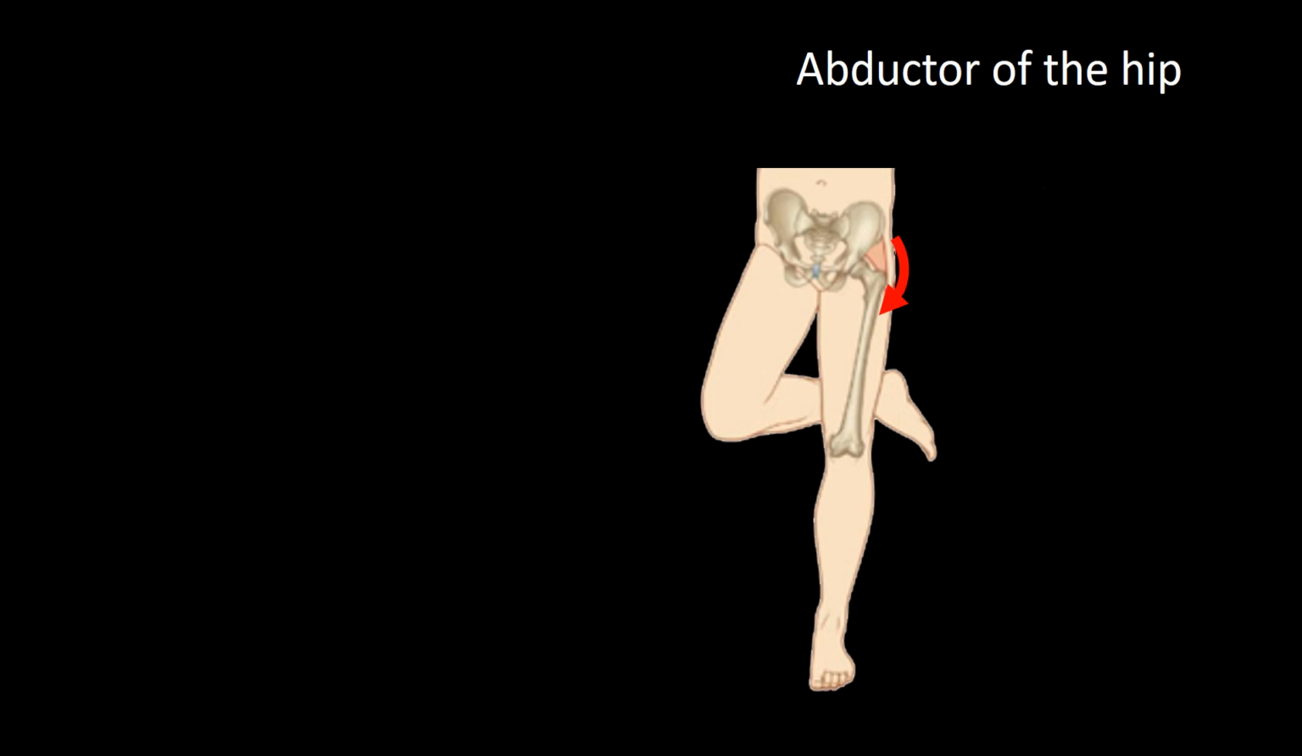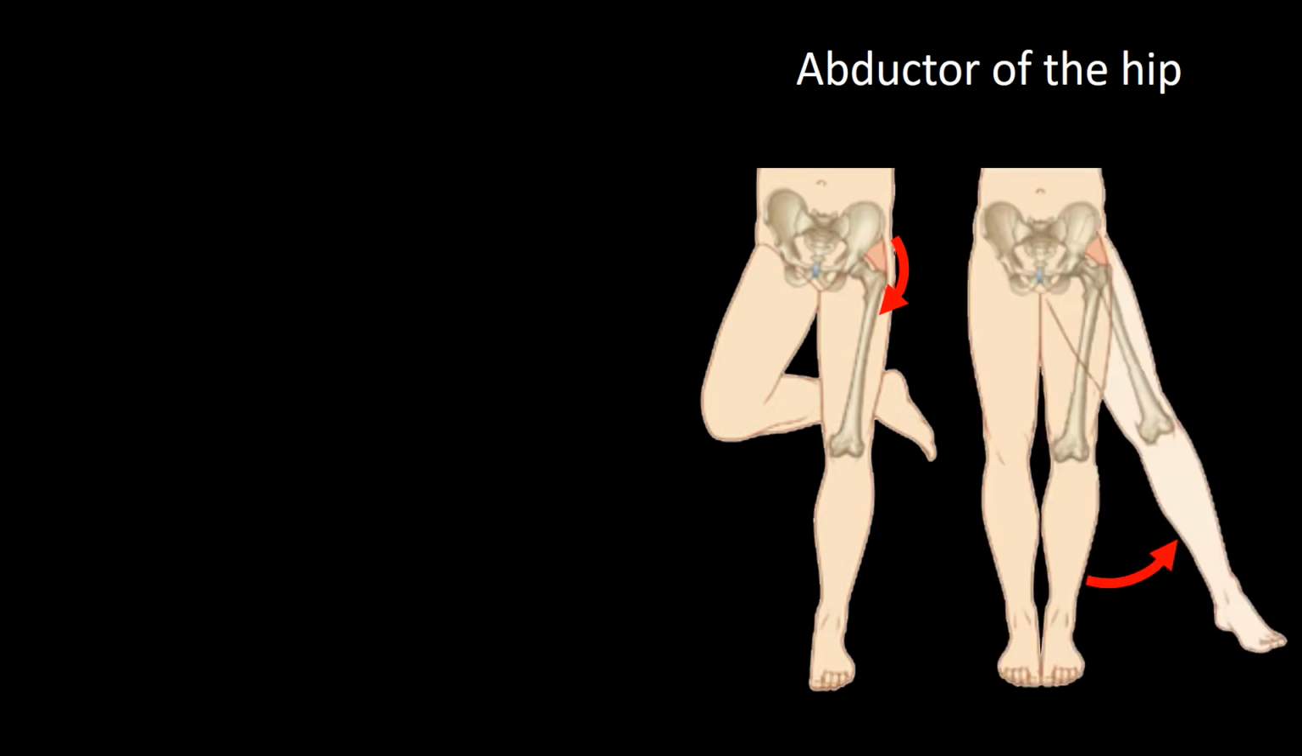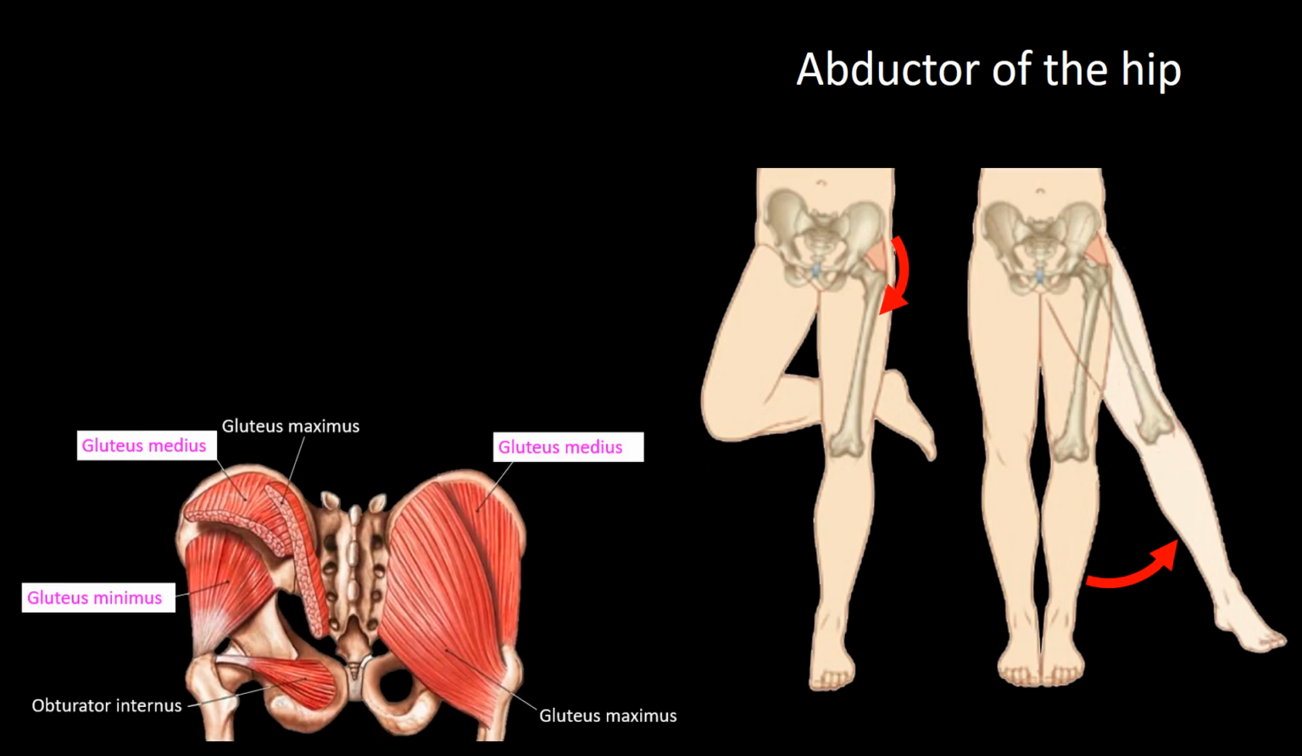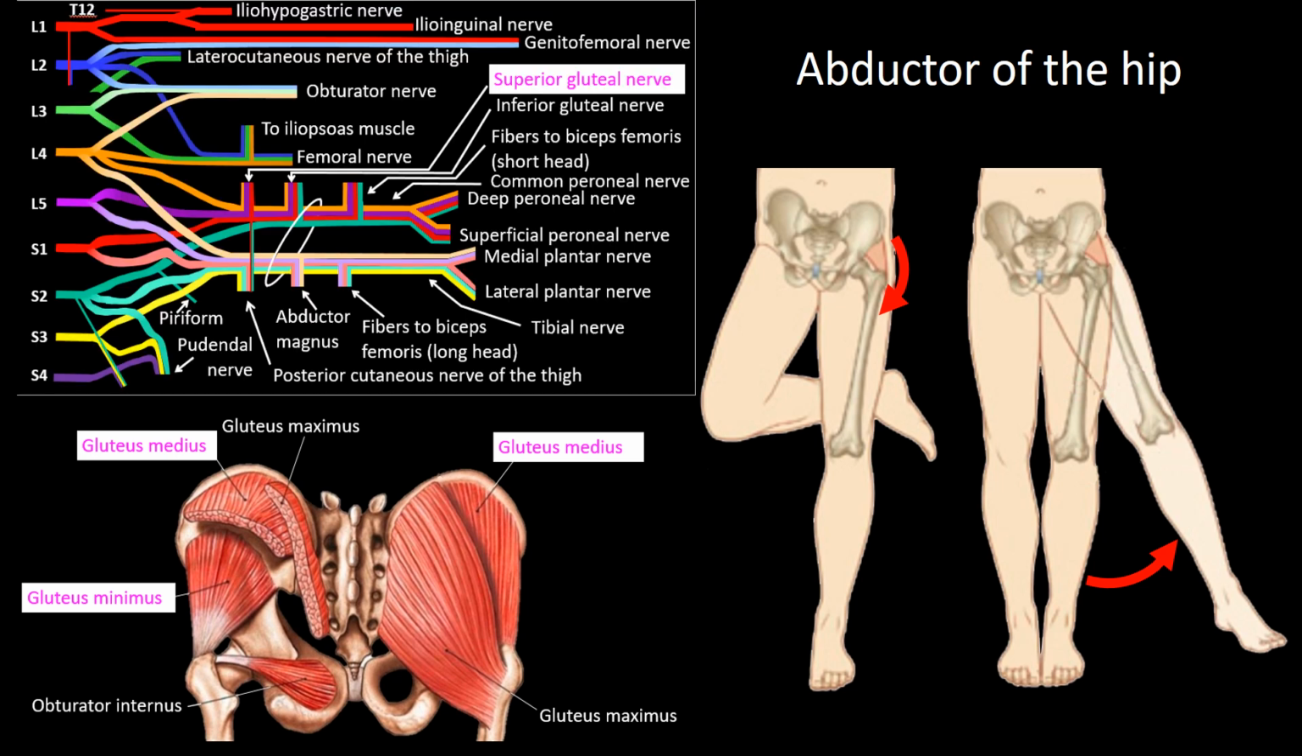Abduction of the hip with the femur fixed or of the femur with the hip fixed is achieved mainly by contraction of the gluteus medius, here shown cut and here uncut, and contraction of the gluteus minimus. Innervation of these muscles is from the lumbosacral plexus by way of the superior gluteal nerve. Number 2.